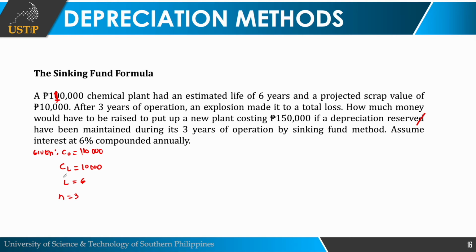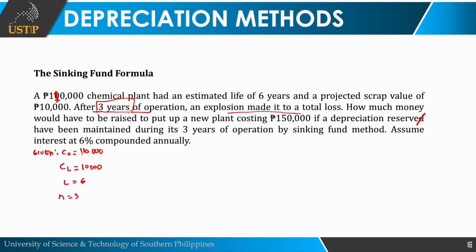Those are our givens. Okay. So, what is this? What do we need to find? Our need, class, is we need to find... it says here that after 3 years of operation, an explosion made it a total loss. Meaning, after 3 years, we should know the depreciation.